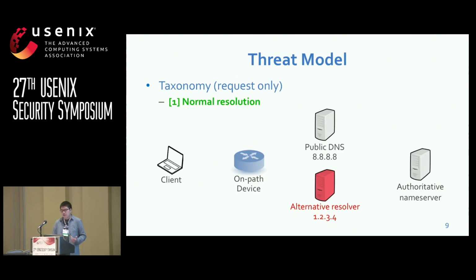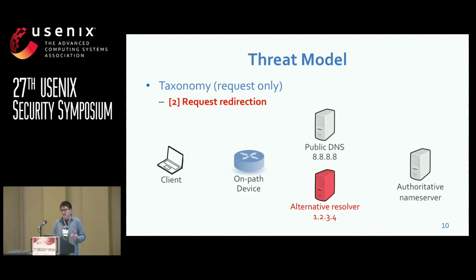According to our observations, from the view of the authoritative name server, we classify the DNS resolution path into 4 categories. The first one is standard normal resolution without interception. A client sends a DNS request to a public DNS, and it only reaches the specified resolver. From the view of the name server, it sends only one request from the correct public DNS.